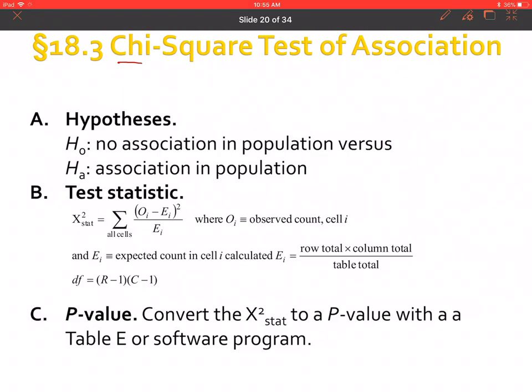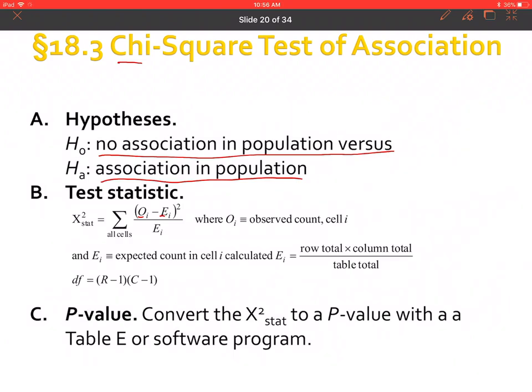Our hypothesis statement, I think everyone's going to really like this one, because we're not dealing with means here. We're dealing with an expected value versus an observed value, where we notate O and E, observed versus expected. Since we're not dealing with means, our null hypothesis is just a statement of no difference. We're going to say there's no association in the population, that there's nothing different between what we expect and what we observed.